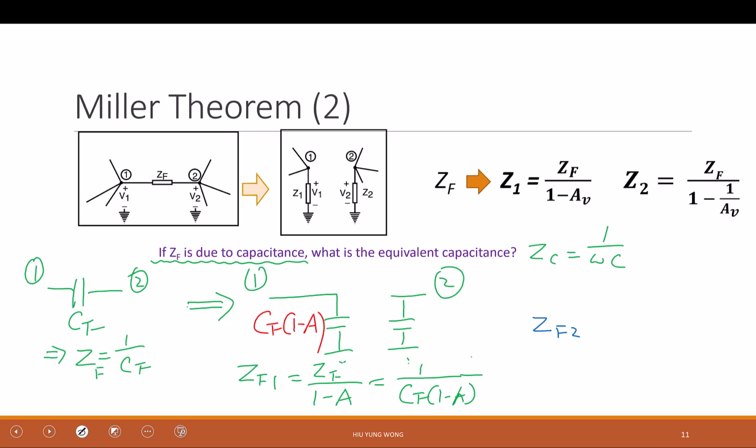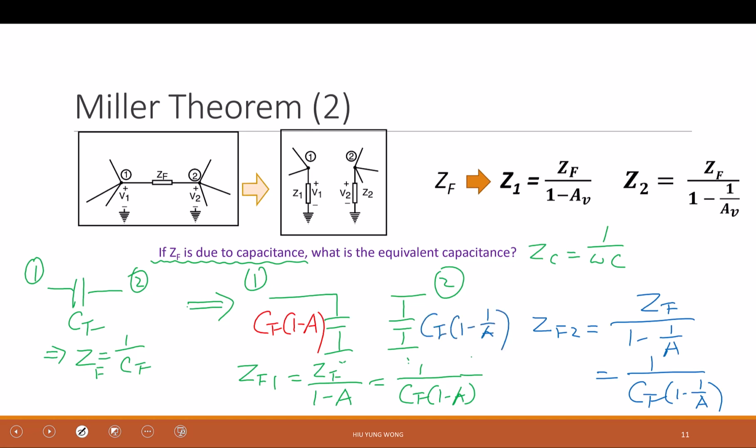CF2, again, based on our study earlier, it needs to be equal to ZF divided by 1 minus 1 over A, right? But ZF is CF 1 minus 1 over A, right? So you need to put a capacitor here with 1 minus 1 over A.